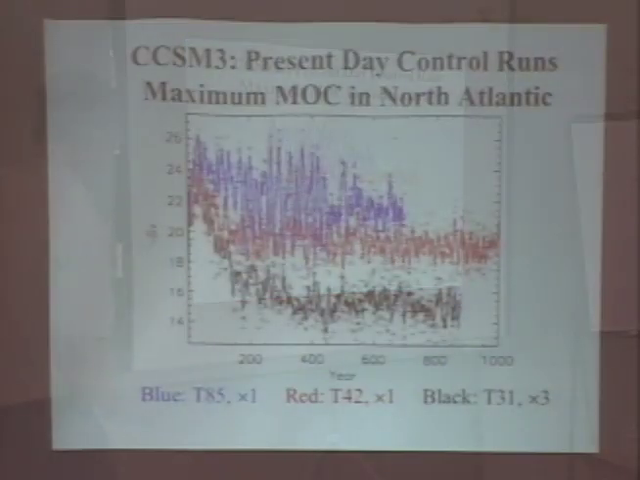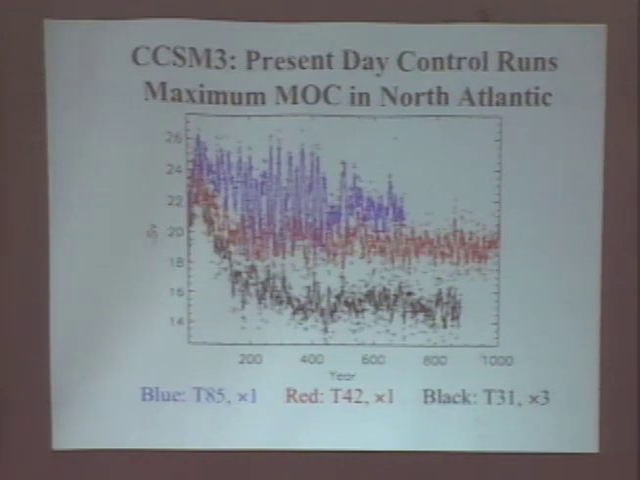So we always start off, and I'm going to do the same thing, by talking about the strength of the maximum of the overturning circulation in the North Atlantic Ocean, which I've labeled here as anywhere between 14 and 26 sverdrups. Just for clarification for people who aren't quite so familiar with this, how strong is 20 sverdrups, for instance?